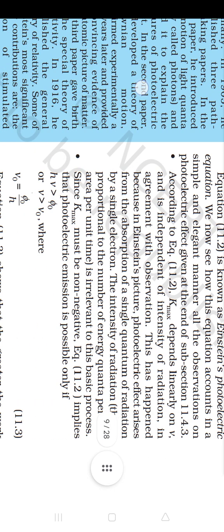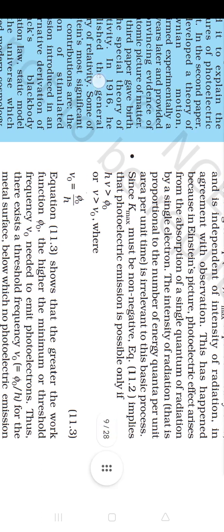According to equation 11.2, Kmax depends linearly on ν and is independent of the intensity of radiation, in agreement with observation. This has happened because in Einstein's picture, the photoelectric effect arises from the absorption of a single quantum of radiation by a single electron. The intensity of radiation, which is proportional to the number of energy quanta per unit area per unit time, is irrelevant to this basic process.